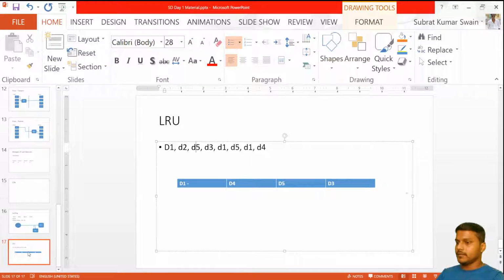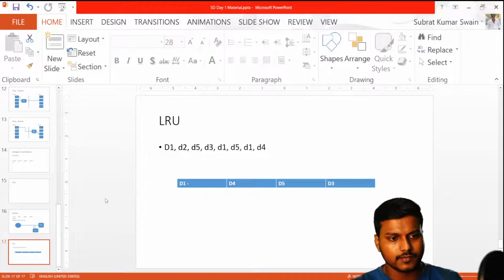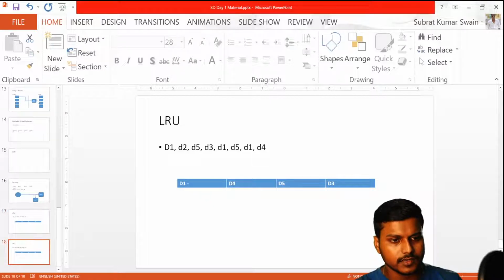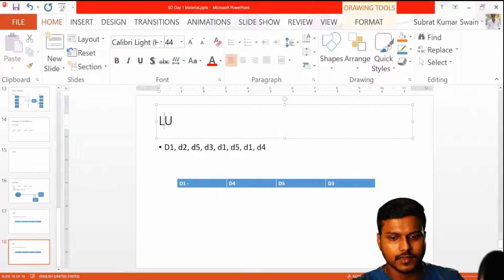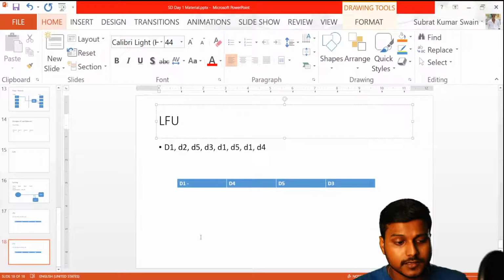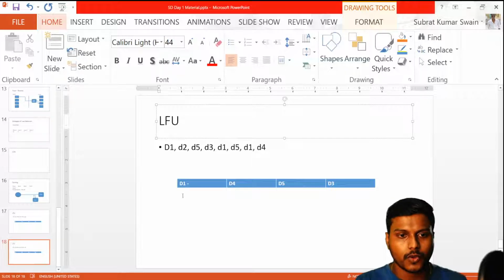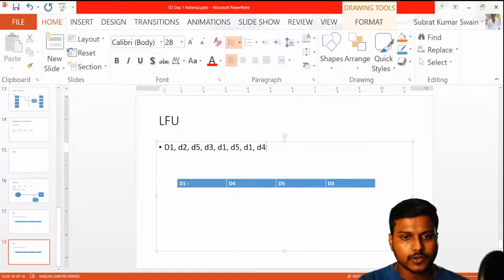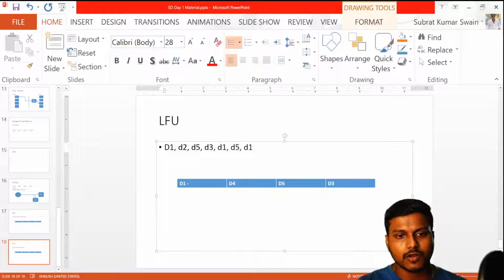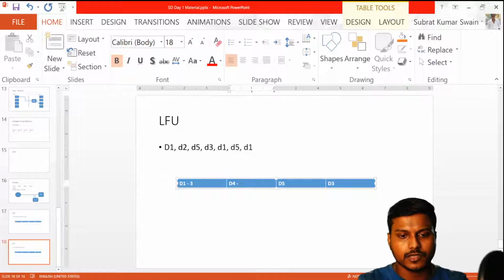So same thing I'll be covering, mostly same, but it's a bit different from LRU: LFU, least frequently used. It itself says there is something related to frequency. So it will see, now we had this many requests. How many times is D1 called? D1 is called three times. How many times is D4 called here?